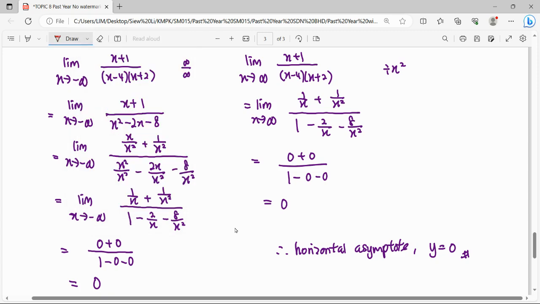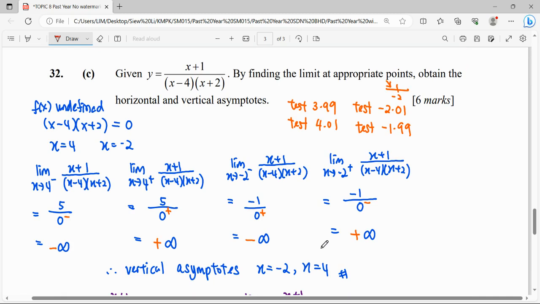So what is important here? Starting at the beginning, the concept of finding the limit as x approaches 4 from the left hand side and right hand side, and then the concept of finding x approaches negative 2 from the left hand side and right hand side, and then both answers are correct, and then you have to state this is our vertical asymptote, with the expression of x.